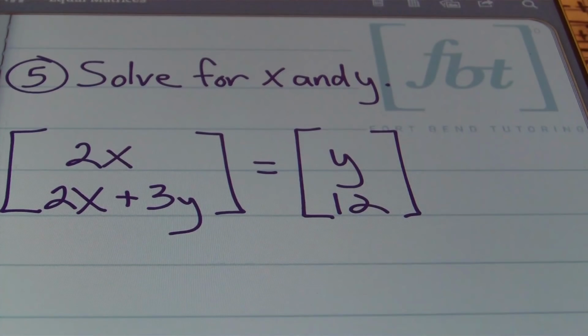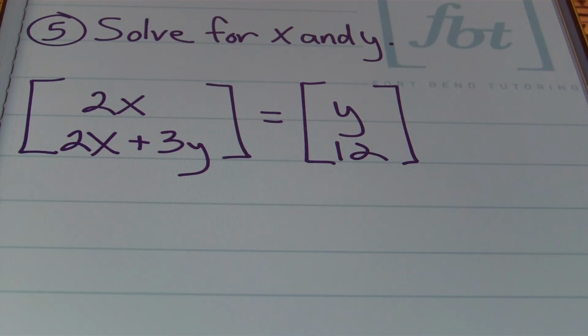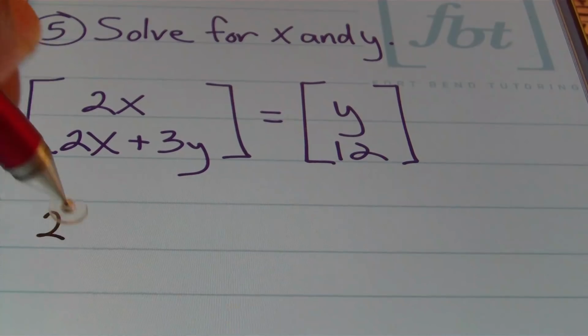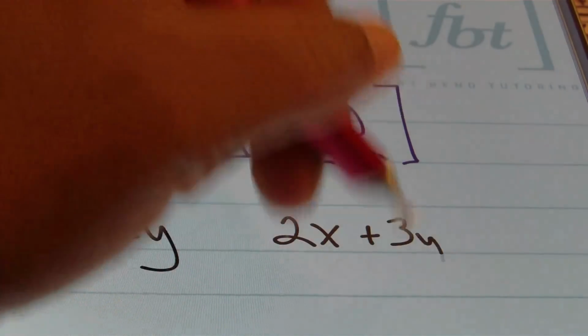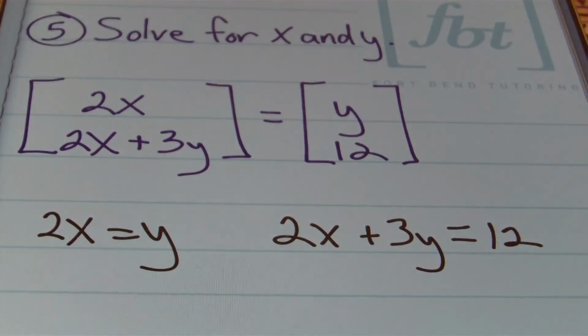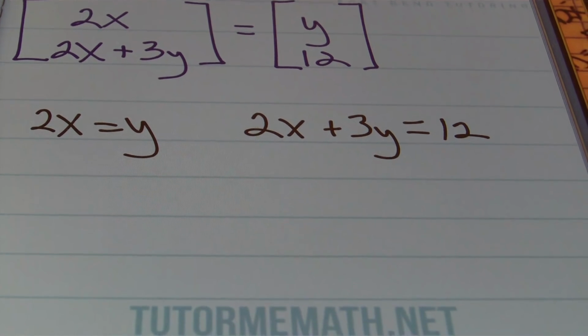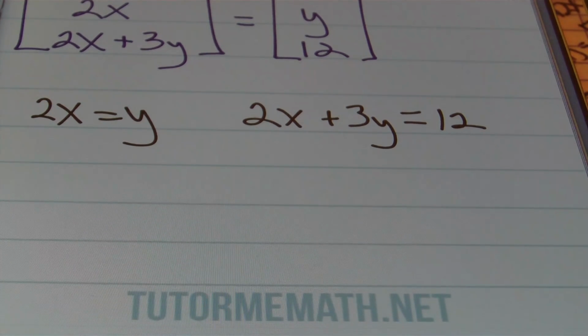All right, ladies and gentlemen, we now have problem number 5. It says for us to solve for x and y, and we're given two matrices that have dimensions 2 by 1. So this has 2 rows, 1 column. That being the case, we can set up equations based on the corresponding elements. What you'll end up with are the following equations: 2x equals y, and 2x plus 3y equals 12. These are our two equations that we formed from our equivalent matrices.